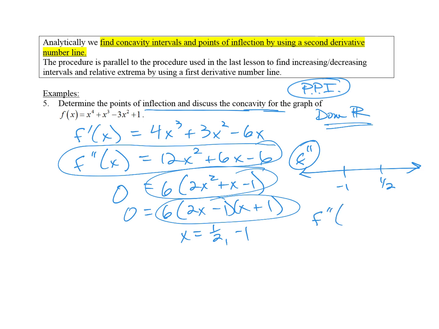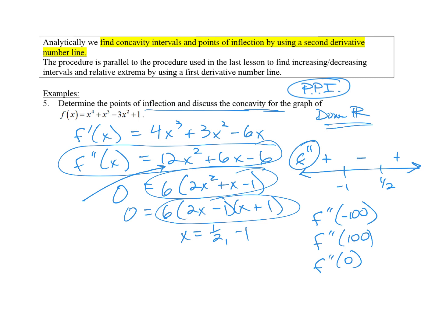F double prime of something really small, like maybe -100. Because I can see right away if I plug in -100 and I square it, that's going to overtake all the other terms. It's going to be positive. And again, if I plug in something really big, like +100, anything bigger than 1/2, I'm going to get a positive there. If I plug something in between, probably 0 is the easiest, what do I get with 0? -6.